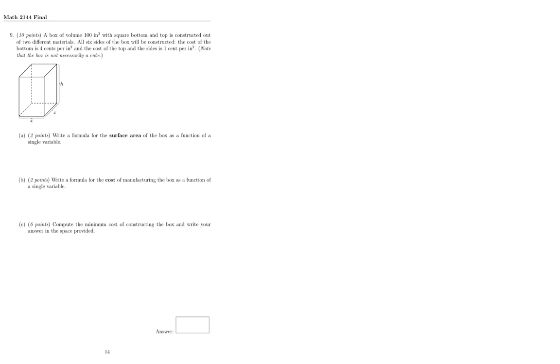Write a formula for the surface area of the box as a function of a single variable. So the surface area will equal 2x squared, because the bottom and top are both x squared, plus 4xh.